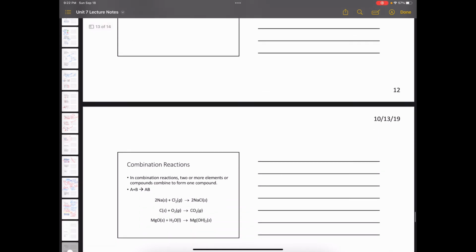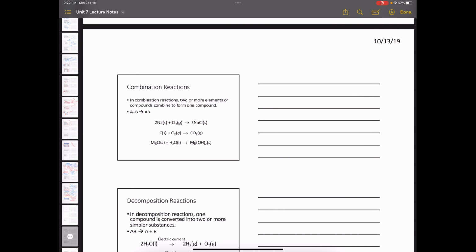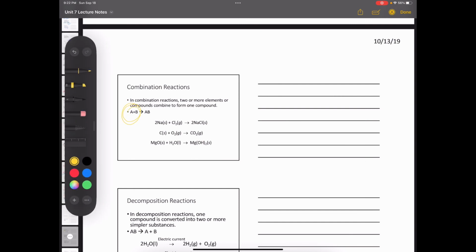Okay? The combination reactions, it's when you have two or more elements or compounds combined together to form one compound. So, how can you tell if this is a combination reaction? Most of the times, you start with two or three substances on the reactant side, and you will always end up with one product on the product side. That's how you have a combination reaction when you have multiple elements or molecules or compounds reacting together to form one substance in your product.